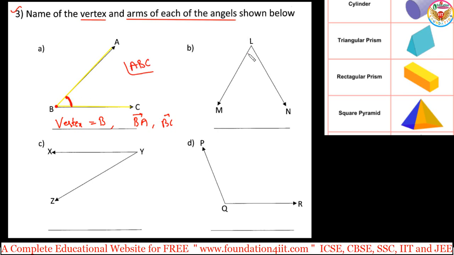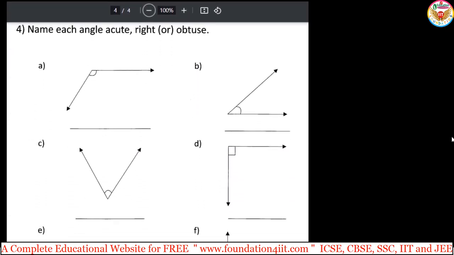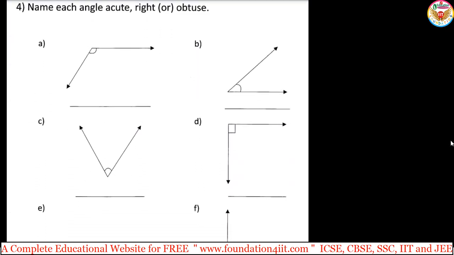Here L is at the center, so we can denote this angle as MLN. You can write NLM also. Vertex is L, arms are LM and LN. Right? You can just fill in all the problems. Questions are given in this worksheet. Once you are perfect in all the pages, next I'm giving some questions about acute, right, and obtuse. This also you have to practice in geometry.